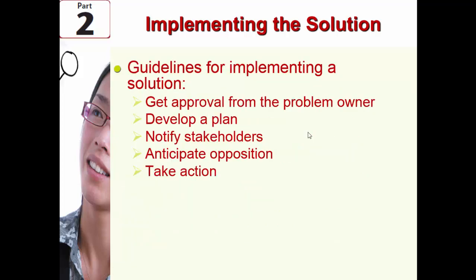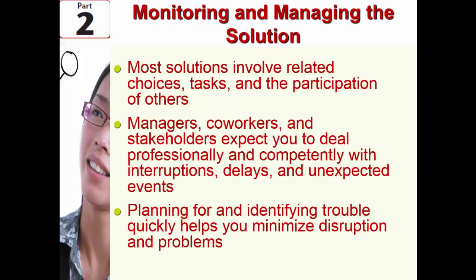When we're implementing a solution, we need to make sure that our problem owner has given approval. We're going to develop our actual action plan, notify the stakeholders. Again, communication is key. We're going to be anticipating some opposition. People can be reluctant to change. And then we're going to take action. Now, as we begin implementing, we're going to monitor and manage our solution. We've done some work. We've put it all into action. How can we tell if things are working?